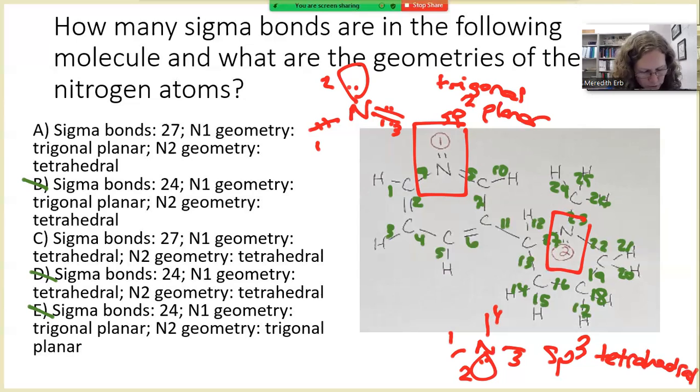If we look at our answer choices, answer choice A has trigonal planar for N1 and tetrahedral for N2. So that looks good. Let's just double check C. C says tetrahedral for both, so that's incorrect. So the correct answer for this question is A.